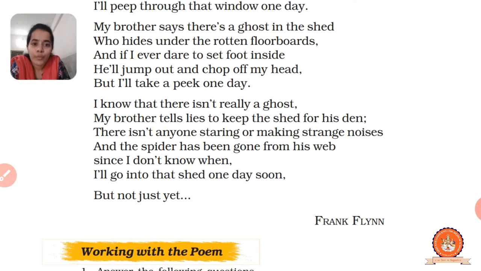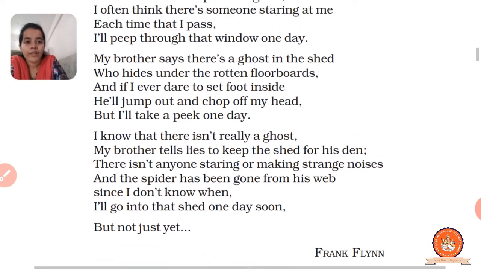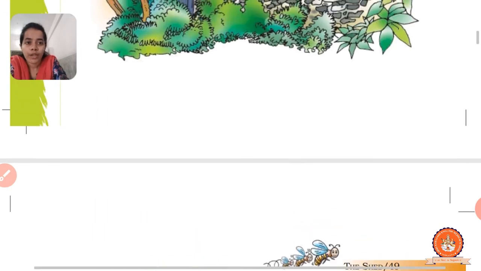So here this poem is about the shed in which the poet finds different kinds of things, and he has a doubt that somebody is staring at him, all right. And he decided that he'll just go over there, look in, open the door, and get to know who is over there. So I hope you understand this poem about the shed, all right, students.